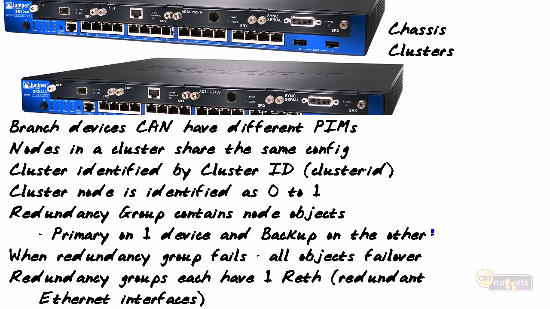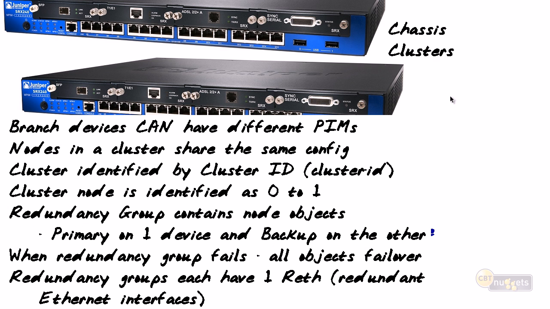Now, even though these seem to be the same device, the SRX 240 with the same Junos operating system, they can have different PIMs. So, for example, they don't both have to have these ADSL 2x2 PIMs in them. Those can be different. But the nodes in the cluster will share the same configuration, and the cluster itself is identified by a cluster ID number, or cluster-ID. The cluster node is identified as node 0 and node 1. So the first one, if it's this one up here, would be node 0. The second one down here would be node 1.